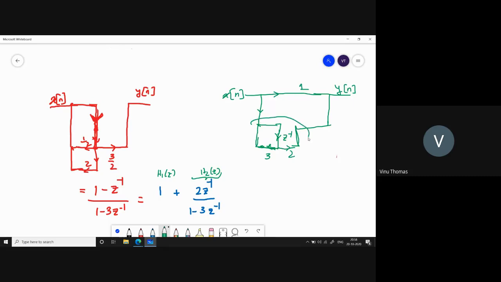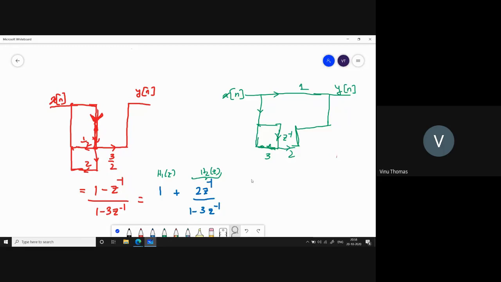So here this constitutes an IIR filter. This part is an IIR filter, whereas this IIR filter output is added to the input here. So that is why in general you say that the power of the denominator has to be greater than the power of the numerator.